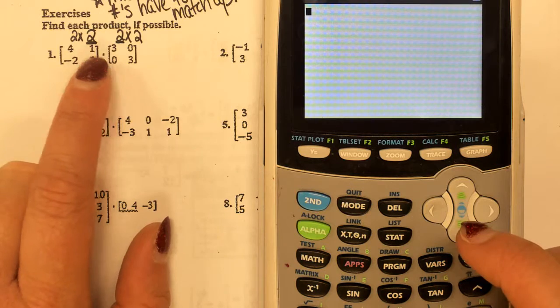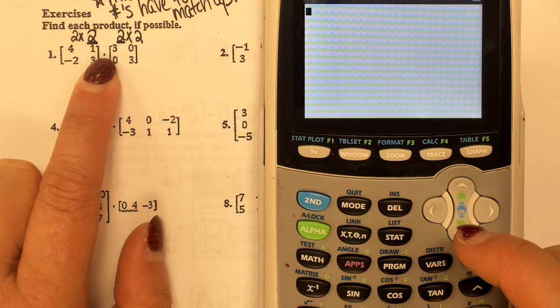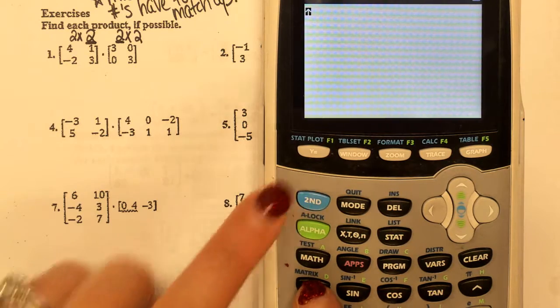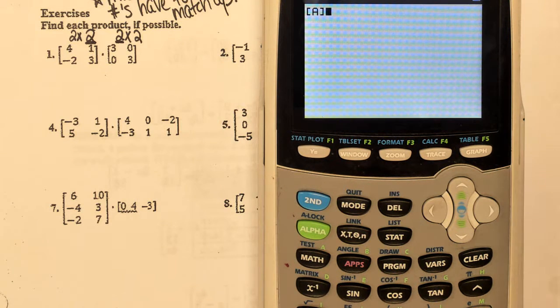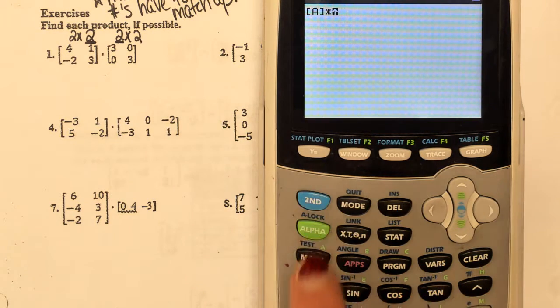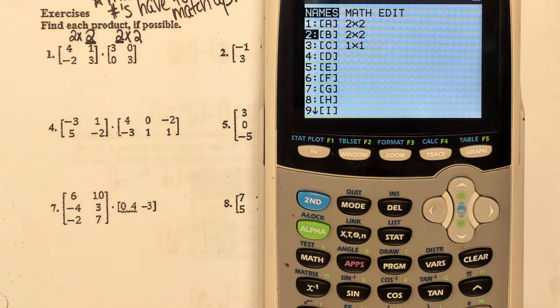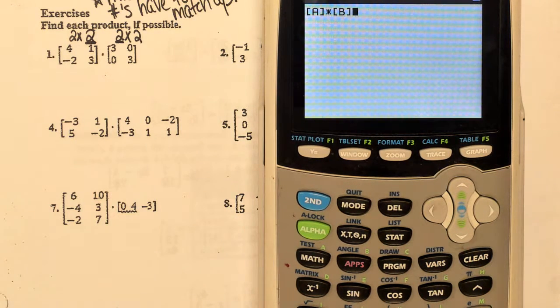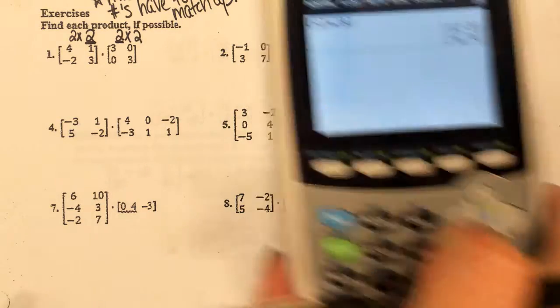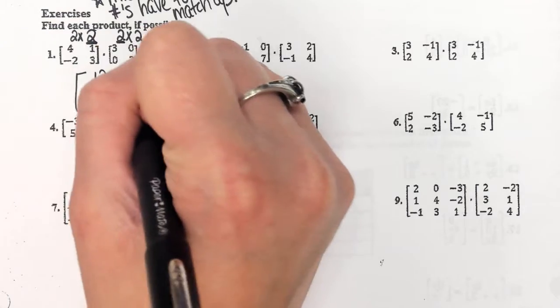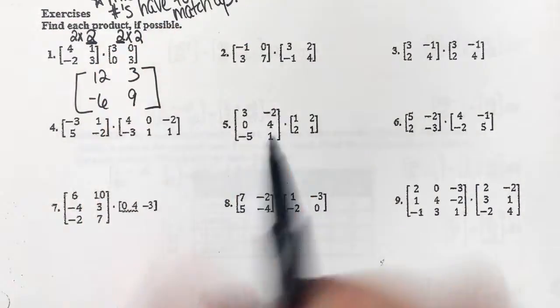Now we need to tell our calculator to multiply those two matrices that we just did, okay? So we go back to second matrix. We are not going to edit. We already have it in our calculator. So you're going to hit enter on the first one. Then we're going to tell our calculator to multiply. And we go back to second matrix, and we're going to tell it to multiply the second one. And then hit enter. Y'all okay? So what's the answer we're going to write down for number 1? 12, 3, negative 6, and 9. There you go. Alright, let's do number 2.